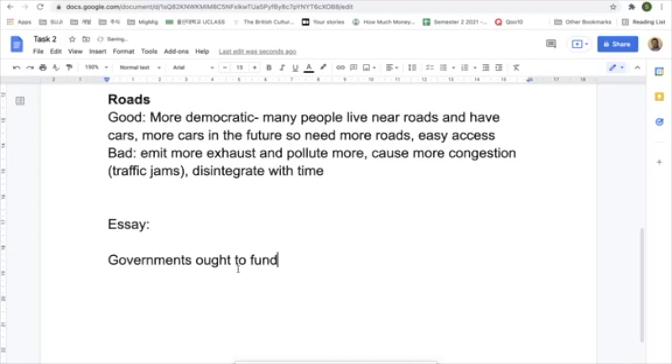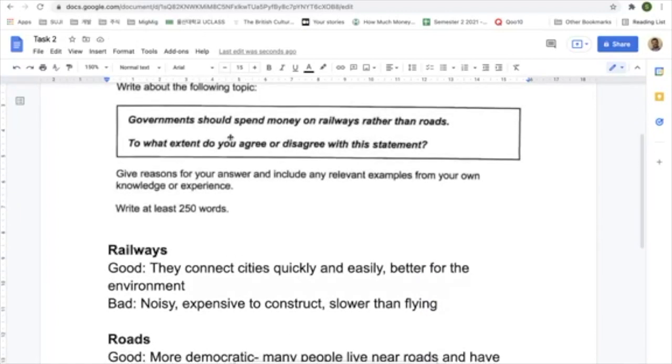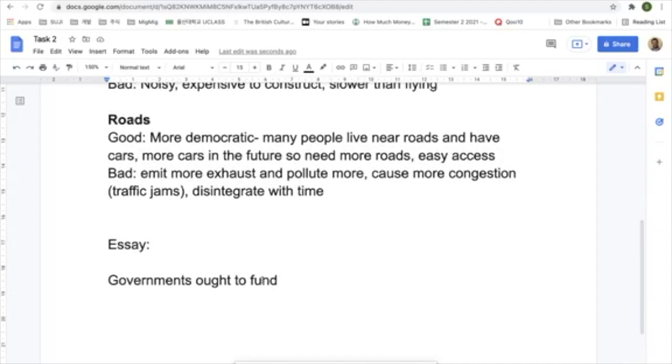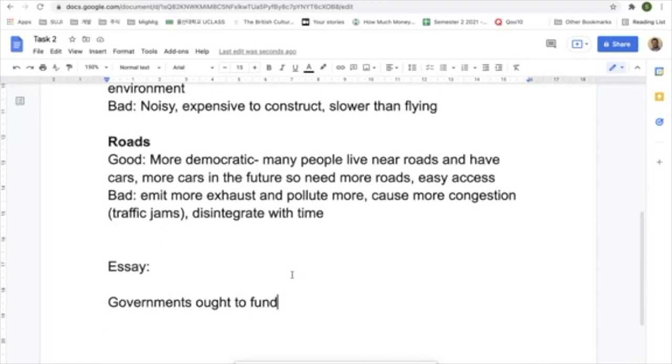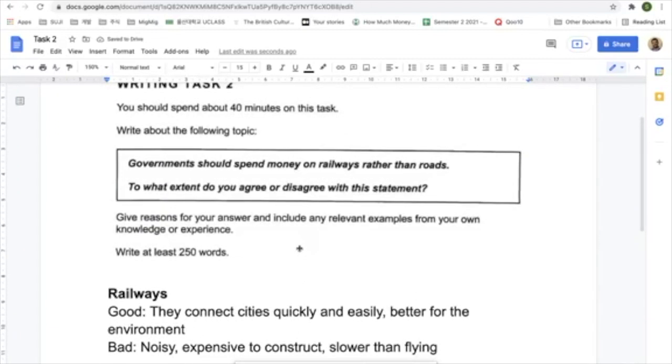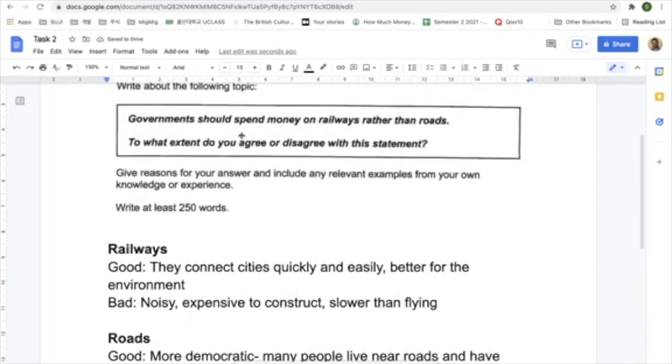Governments ought to fund. Instead of spend money on, I put fund. Is that a good way to put it? Yeah, I think that's okay. Fund travel by rail. Instead of railways, I put travel by rail rather than roads. Rather than, as opposed to road networks or road travel. You could say instead. It doesn't matter too much. So I'm trying to write this first sentence in a different way as my introduction.